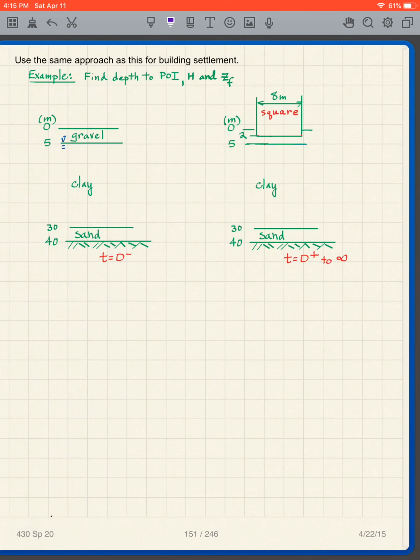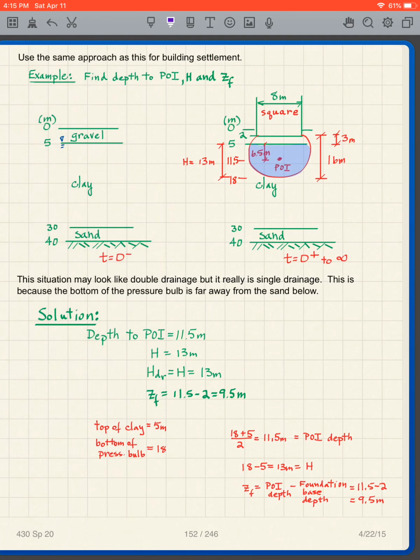Okay, do another one then. Why don't you pause the video? And again, for this particular situation, find the point of interest, H, and Z sub F. It's just different geometry, that's all. Okay, I'm assuming that you paused the video, and the answers are these. Again, we note that B is 8 meters. The pressure bulb goes down 16 meters from the basement, which takes us to 18 meters.